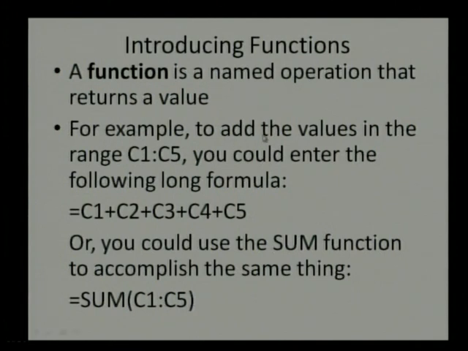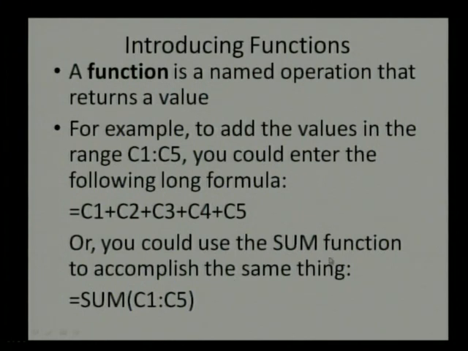For example, to add the values in the range C1 to C5, suppose in column C and rows 1 to 5 we have some data and some values. You could enter them in the Excel sheet and find a formula. Suppose in C6 we write this formula: equal to C1 plus C2 plus C3 plus C4 plus C5, then automatically the data will be added and the answer will be printed in C6 cell.